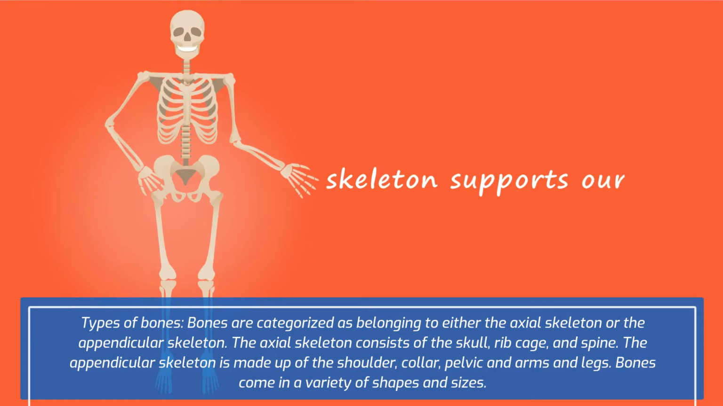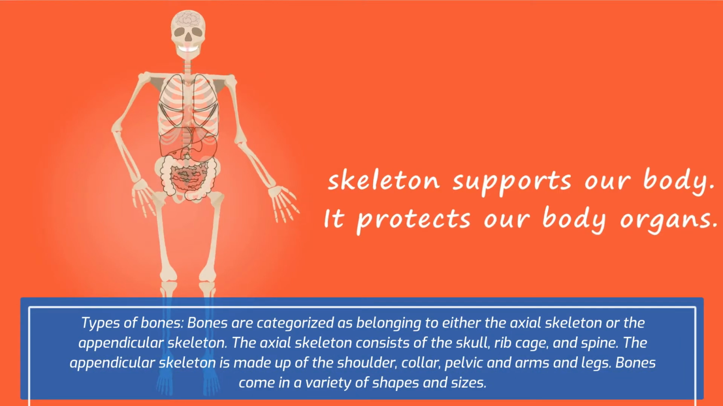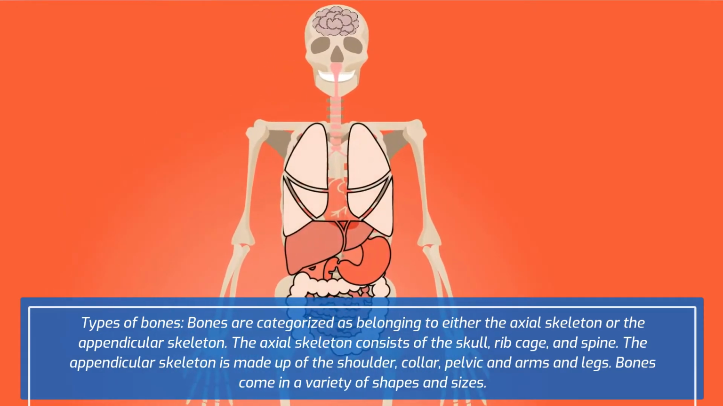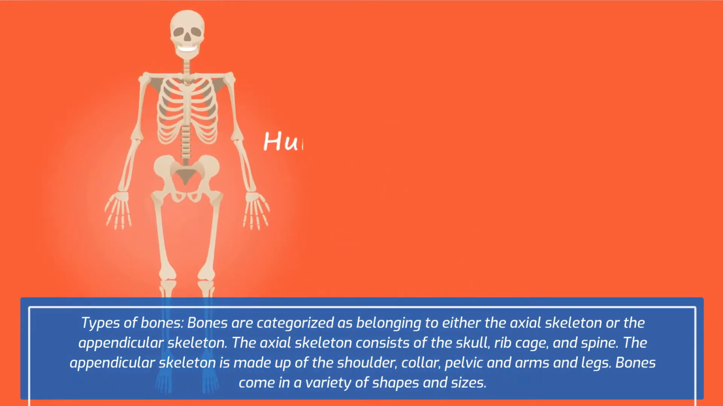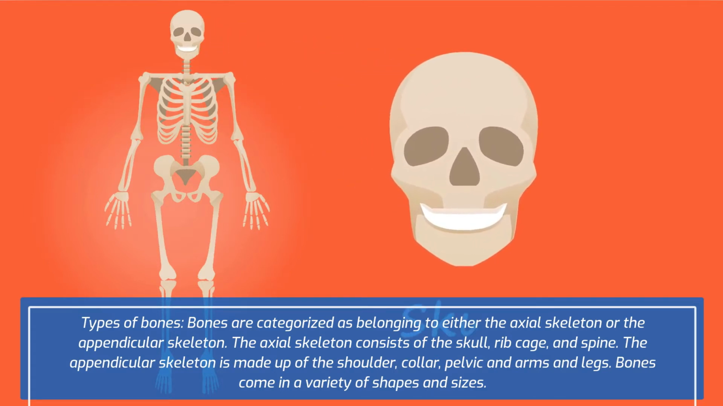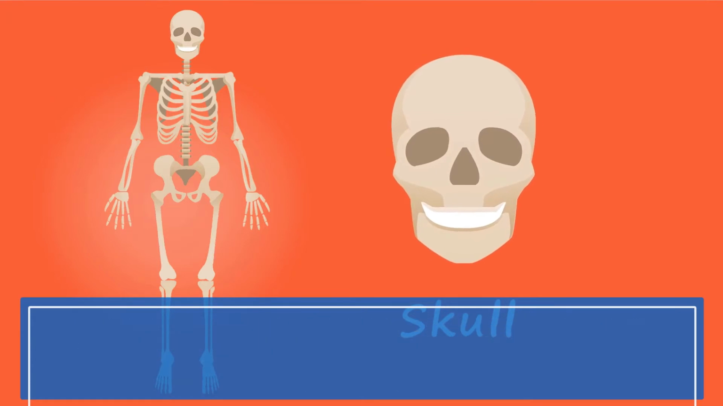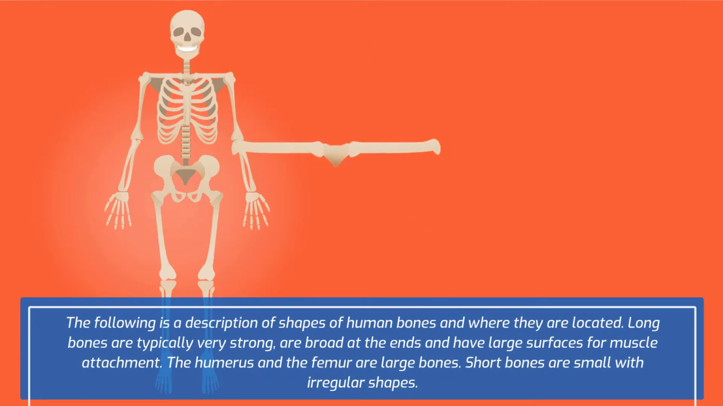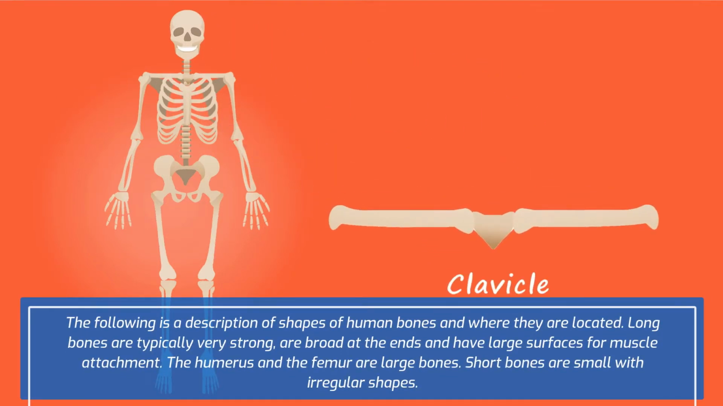Types of bones. Bones are categorized as belonging to either the axial skeleton or the appendicular skeleton. The axial skeleton consists of the skull, ribcage, and spine. The appendicular skeleton is made up of the shoulder, collar, pelvic and arms and legs. Bones come in a variety of shapes and sizes. The following is a description of shapes of human bones and where they are located.